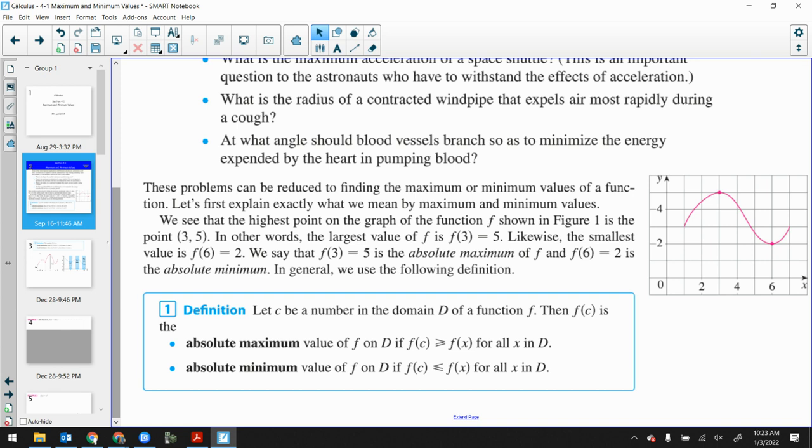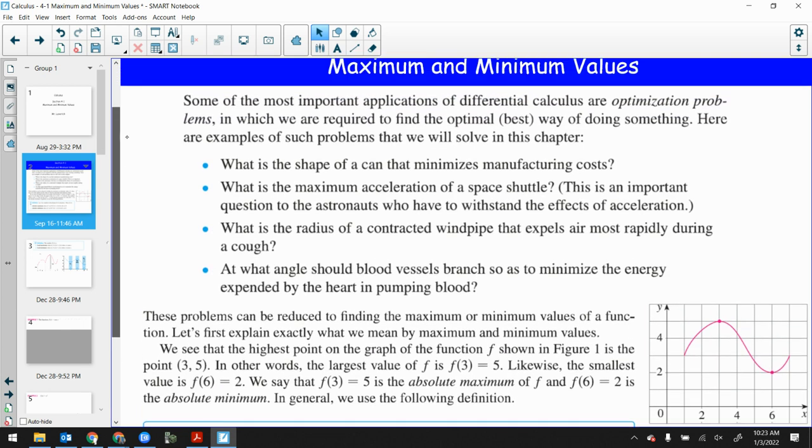What we're going to be doing is finding that algebraically. Because, in all honesty, it's a lot easier than you guys think. But you have to use a derivative to find it. Okay? So, let's talk about the applications here.